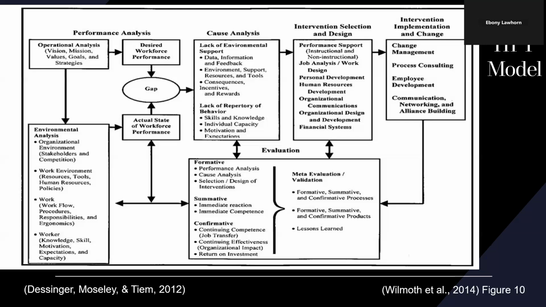In phase 3, which is the intervention selection, design, and development, interventions are the solutions to the performance problem. They can fall into these categories: instructional performance support, which is education, training, interactive learning tools, or non-instructional performance support, which is knowledge management, job aids, documentation, and standard user performance and support system.